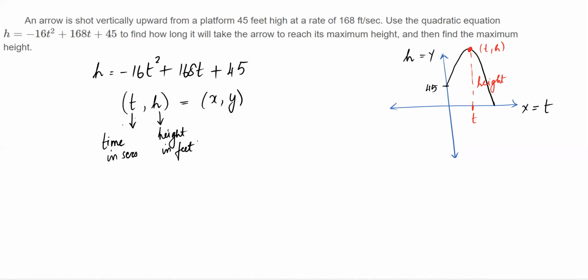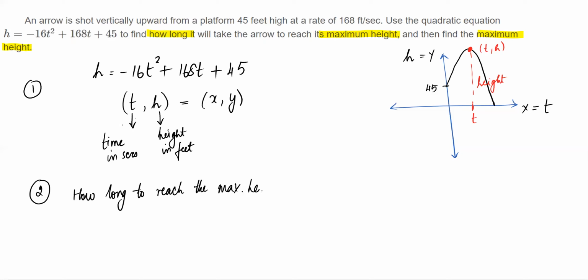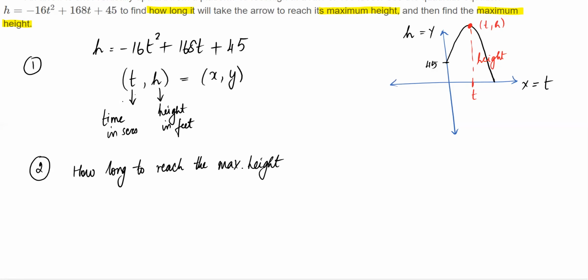And this is step one of your word problem. Step two is to identify what is missing. Okay, it says how long it will take the arrow to reach its maximum height, and find the maximum height. Okay, so let's write that out. How long to reach the maximum height, and the other part was, what is that maximum height? How long and maximum height.